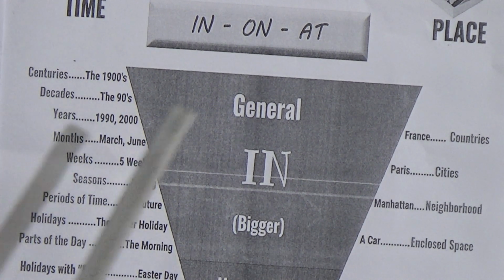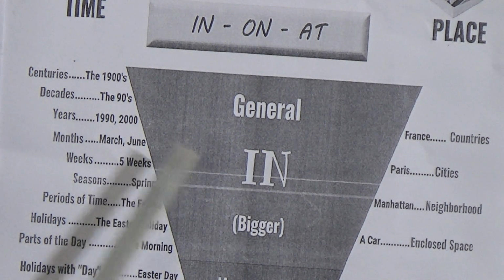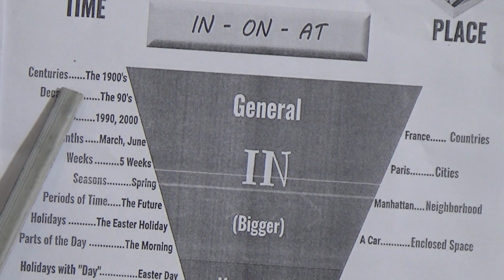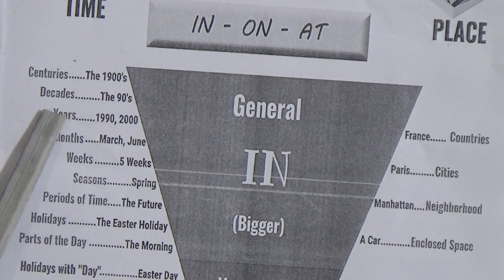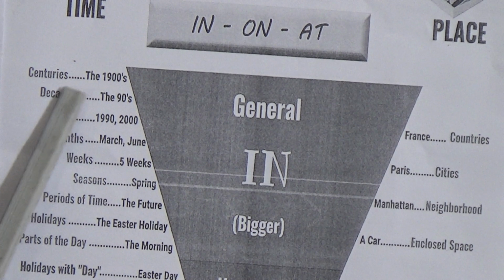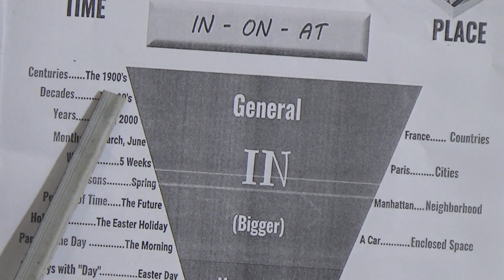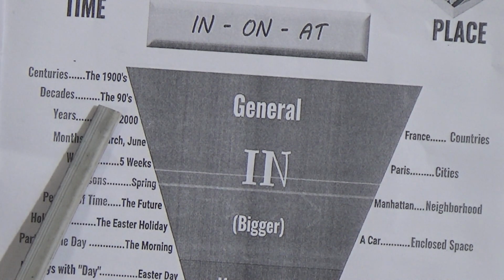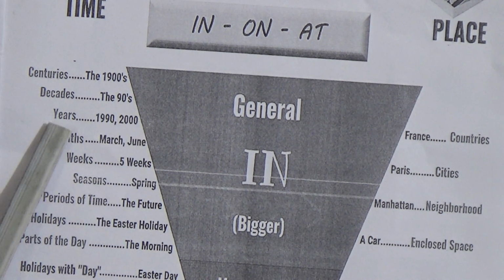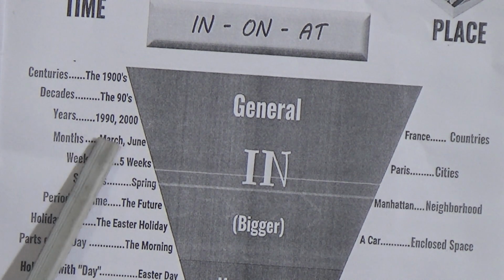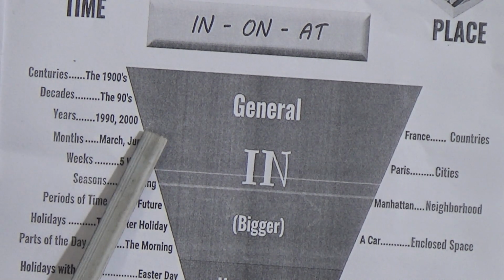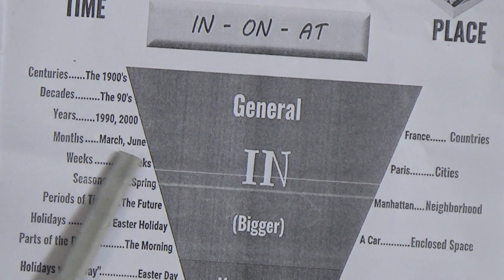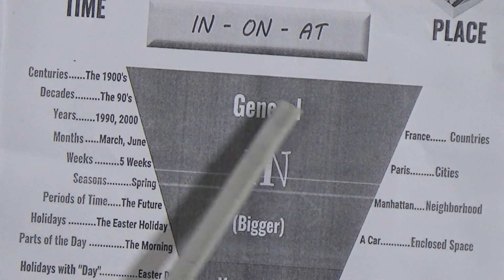Now when do we use in? That means when the time is big or in a general way. Centuries, like the 1900s, that means the 19th century, and decades, like the 90s, and we know that a decade means 10 years. Years, like in 1990, in 2000 or in 2021, then months, in March or in June. That means it's not specific.